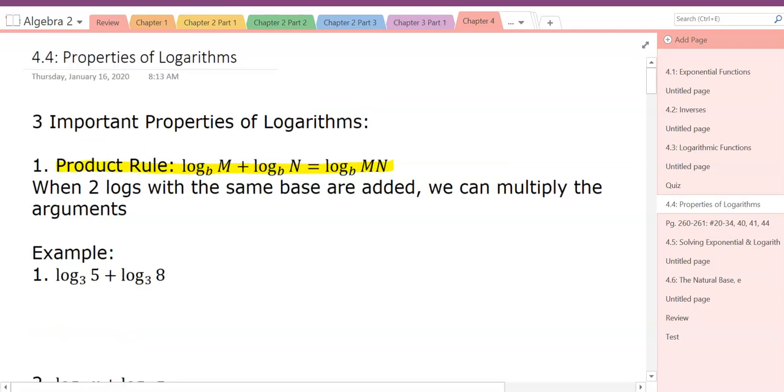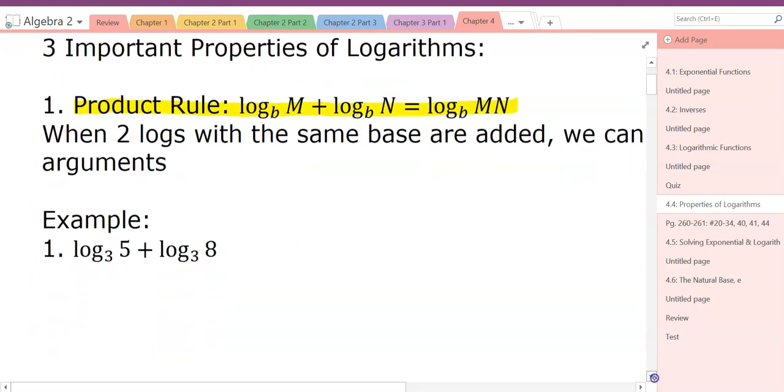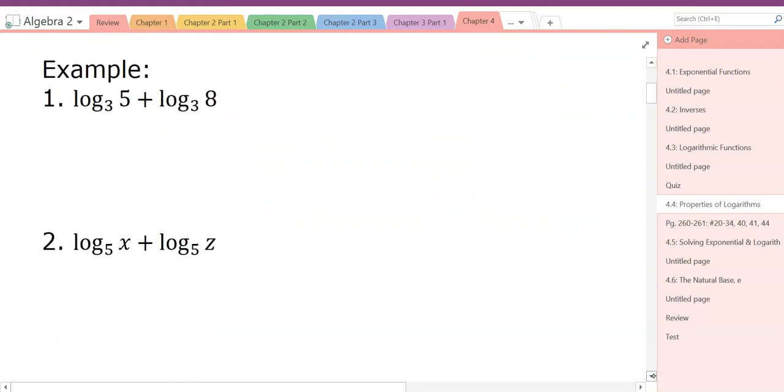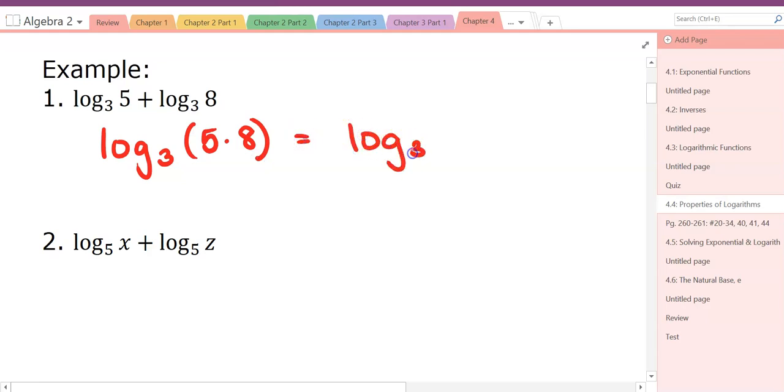So for example, if I have log base 3 of 5 and log base 3 of 8, I can go ahead and rewrite this so that it says log base 3, and then I'm going to take 5 times the 8. Since there's a plus sign, that tells me that I multiply. And so this is going to simplify to log base 3 of 40. Okay, so if you want to try this next one, go ahead and give it a shot.